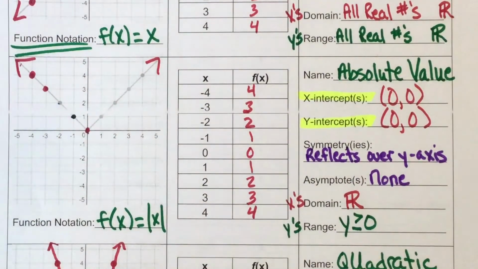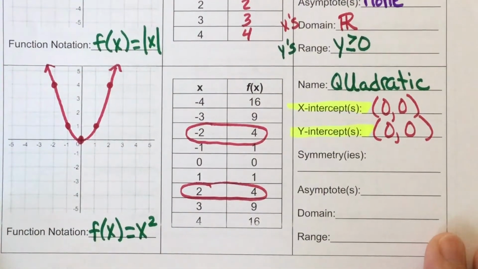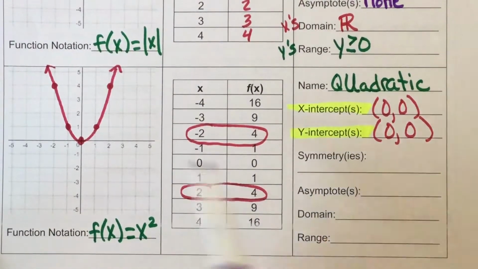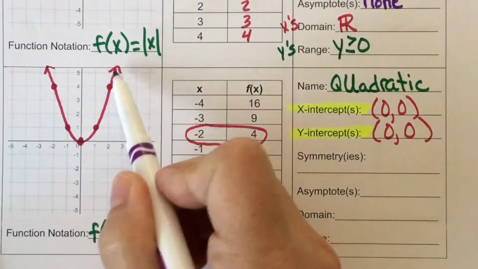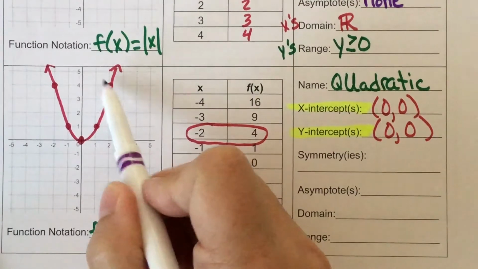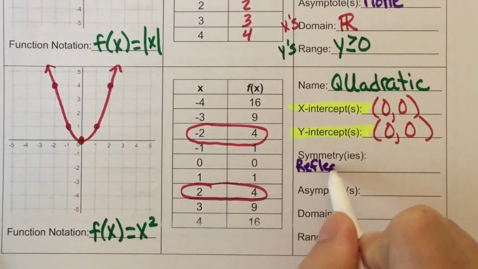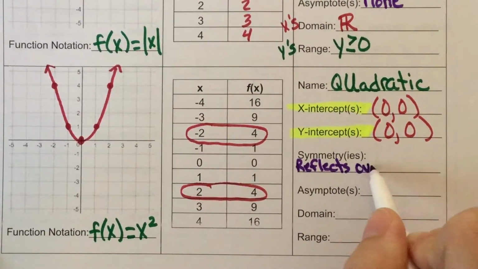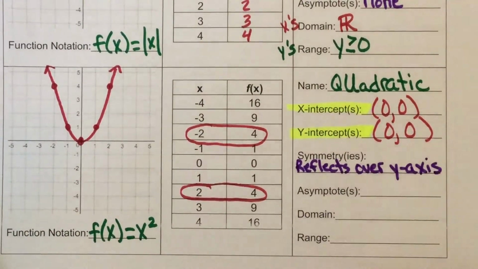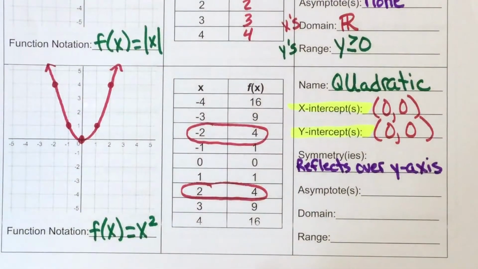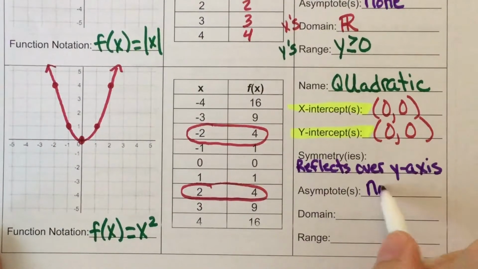Okay, let's talk about our quadratic parent function. Okay, symmetries, this is just like the last one. This point flips over the y-axis and lands there. This point flips over the y-axis and lands there. So this also reflects over the y-axis. Okay, as far as asymptotes are concerned, there are none.